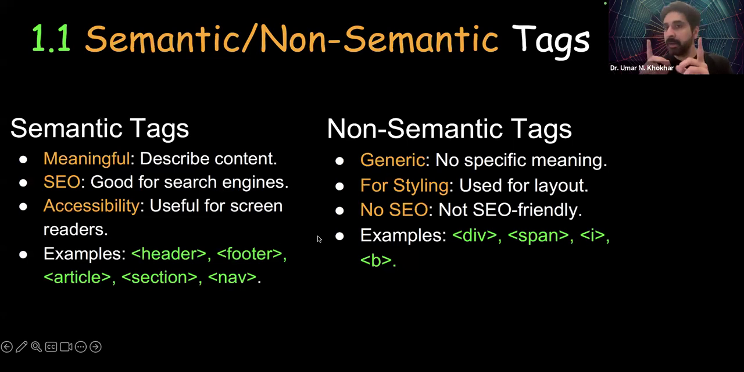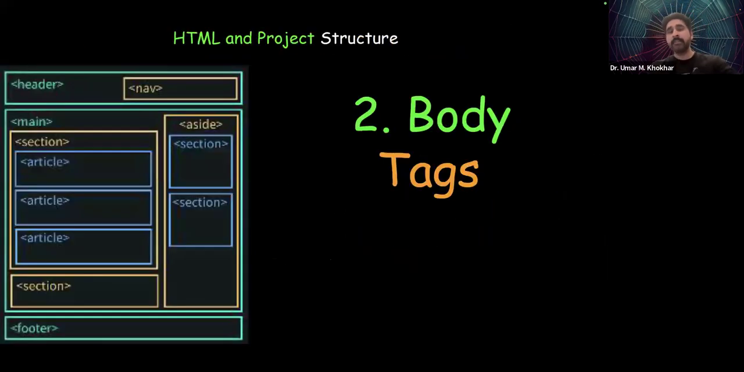Again, I repeat, the website is going to look the same. If you use semantic and non-semantic, it doesn't make any difference. Div, bold, italic, span, these are non-semantic tags, right? Let's see how we can do it. This is basically the structure, how the body is going to look. If you decide to use semantic tags, you will have a header.